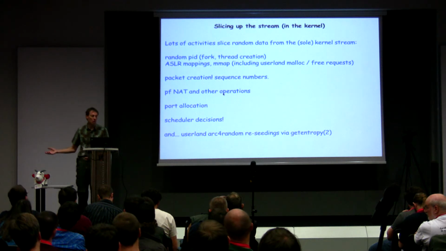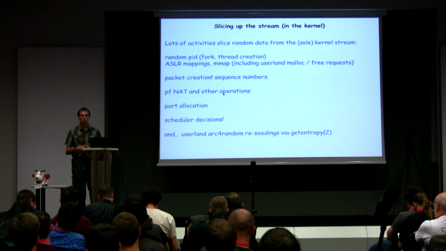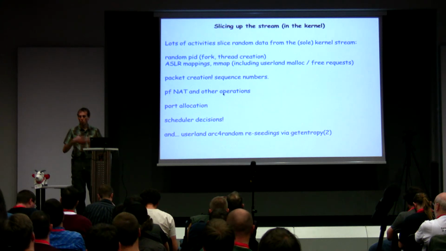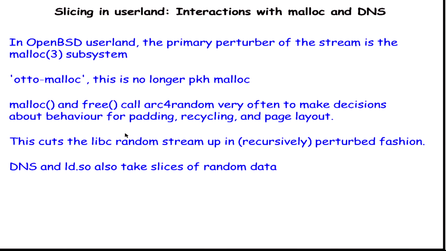And simultaneously, you have userland processes. And they come along and they decide that their RC4 generator has expired and no longer has a valid state. And they need to get new entropy for it, so they do a getentropy call. And they take entropy out of the kernel RC4 cha-cha stream. And then in userland, the primary one, like I was mentioning earlier, is the malloc subsystem. We called it auto malloc because the developer works on it as auto.